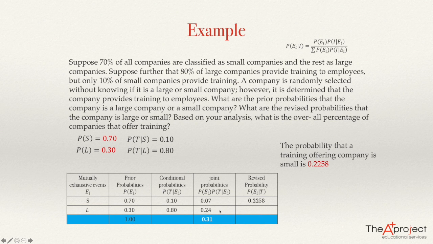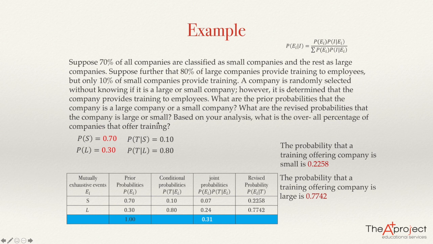But let's see, just dividing 0.24 by 0.31 gives me this answer. 0.24 divided by 0.31, the answer is 0.7742. And if you add these two numbers, the answer for sure is 1. So the probability that the training-offering company is large is 0.7742. And this answers the second question about the revised probability that the company is large or small.